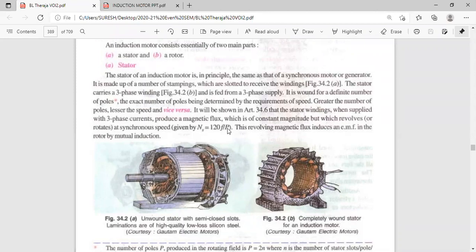That means if number of poles are decreasing, speed will increase. If poles increase, speed decreases, because they are inversely related. Ns is inversely proportional to number of poles. Okay, this revolving magnetic flux is developed in the stator. This flux is linking with the rotor.